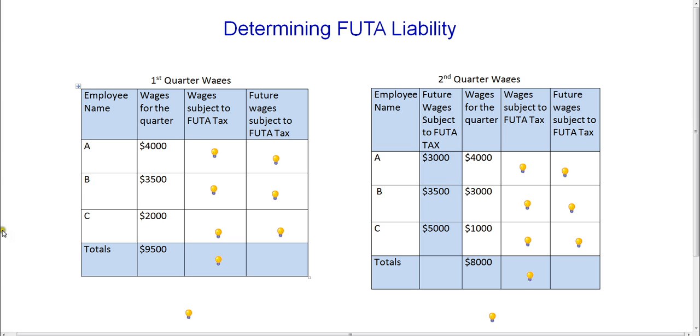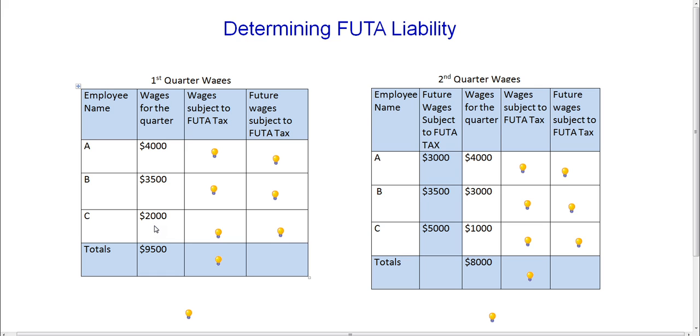So for quarter 1, we have 3 employees, A, B, and C. And in the first column here, I'm just dictating how much I've paid in wages for the quarter. So this is for all 3 months, January, February, March. These are gross wages as well. And then we're going to talk about which wages are subject to the FUTA tax. So these are just straight wages. They're all subject to the FUTA tax. And employee A, I paid $4,000. Employee B, $3,500, and employee C, $2,000.